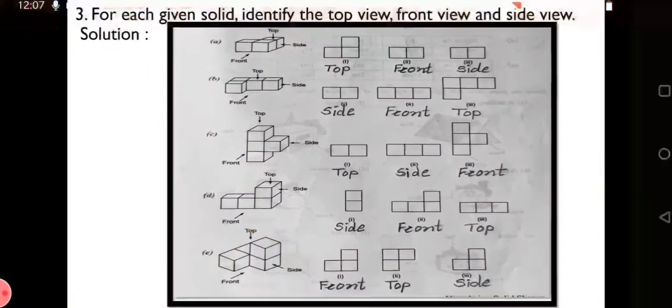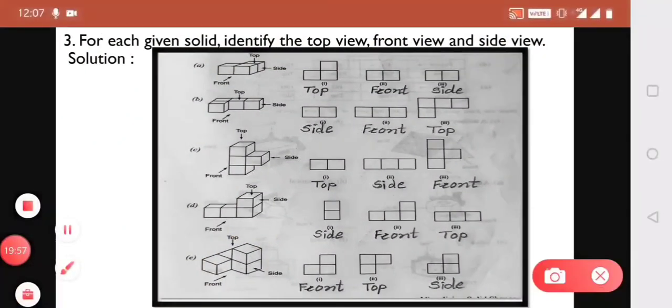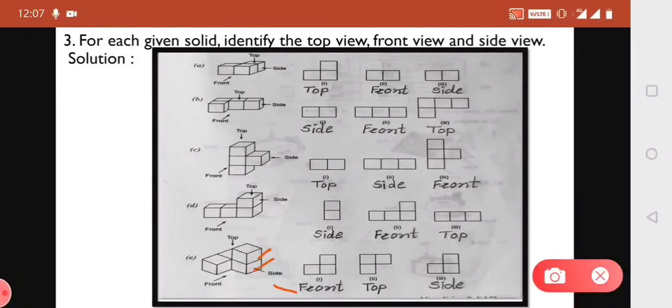And third, again you can see the three square faces arranged in a different way. All the three square faces are arranged in a different way, so you have to watch it carefully. Then side: two square faces below and one above it. So here we can see in the side view these two, one above another, and this one like this. Yes, so this is your side view.